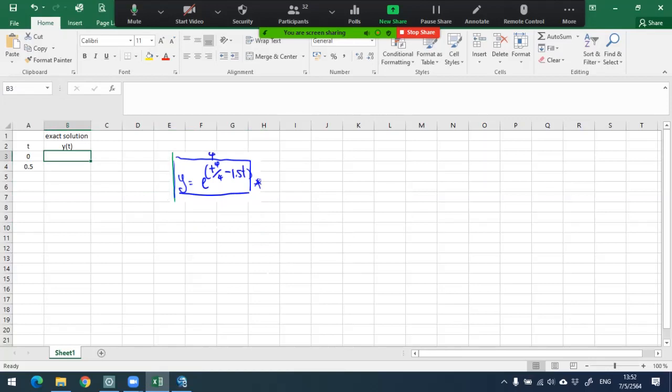The exact solution is equal to the exponential of t power 4 over 4 minus 1.5 t. So now we have the exact solution at the first point, which is actually the same value as the initial condition. We do this until time equals 2, and this is the exact solution.